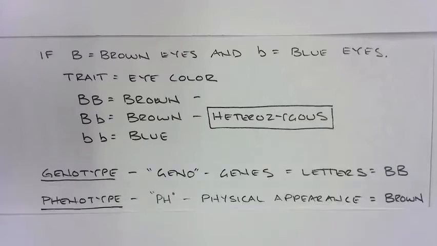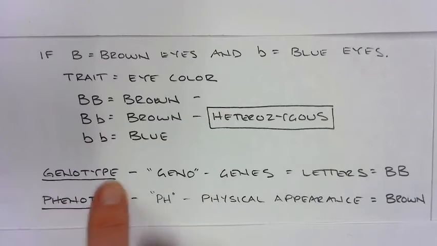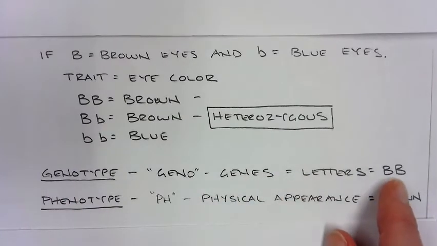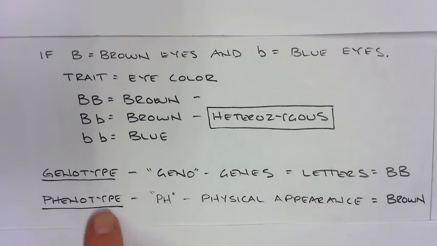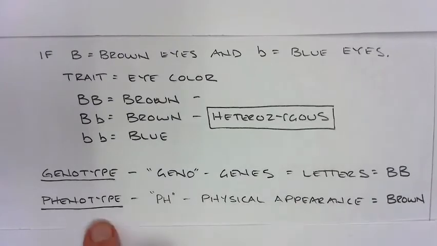The last two terms I want to talk about are genotype and phenotype. Gene, I think of the genes. They are the letters. We're talking about the alleles when we're talking about genotype. Whereas phenotype, I think of the pH or physical appearance, and that is the color. So that is the difference between genotype and phenotype.